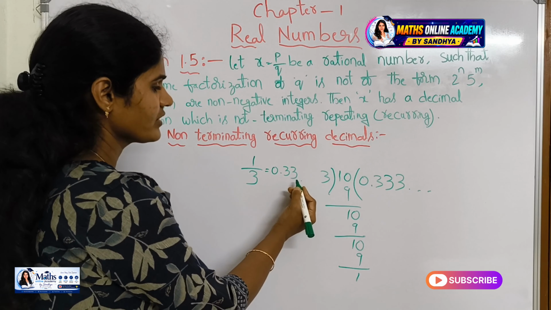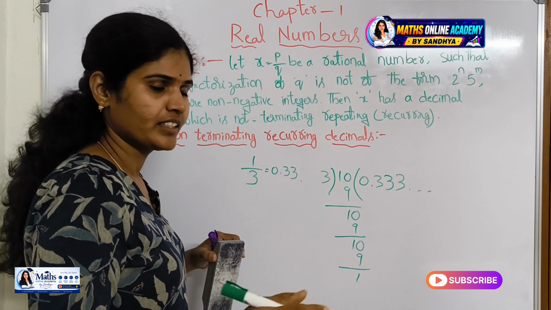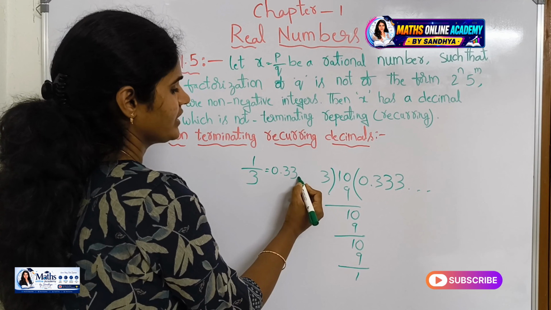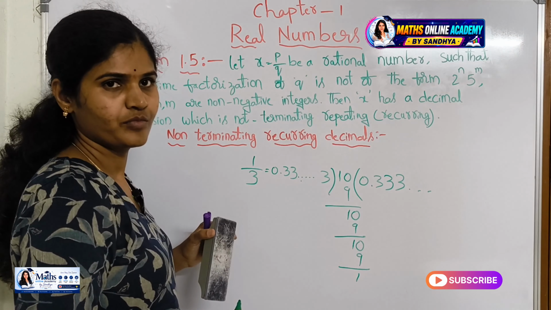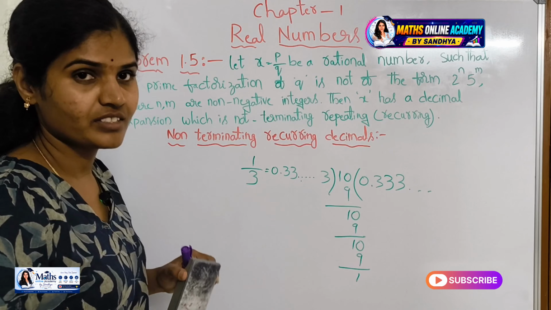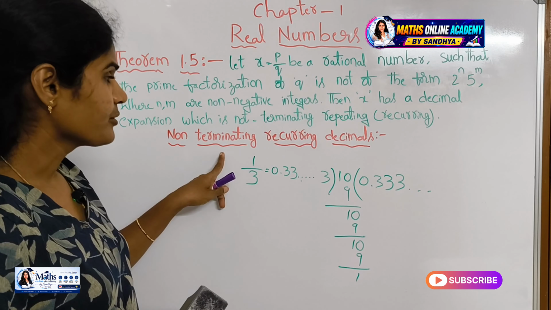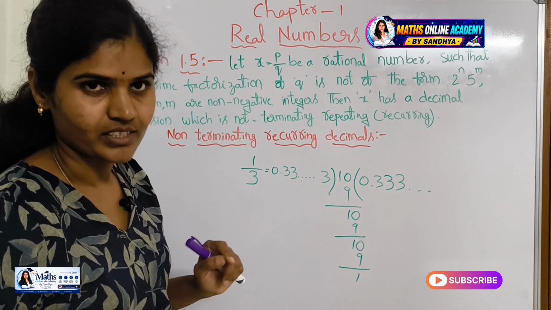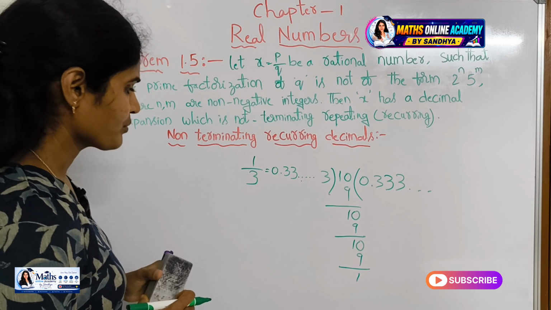So it's not finite. It's continuing. 3 is continuing here, so it is not ending. This type of rational numbers are called non-terminating recurring decimal numbers. And one more example.